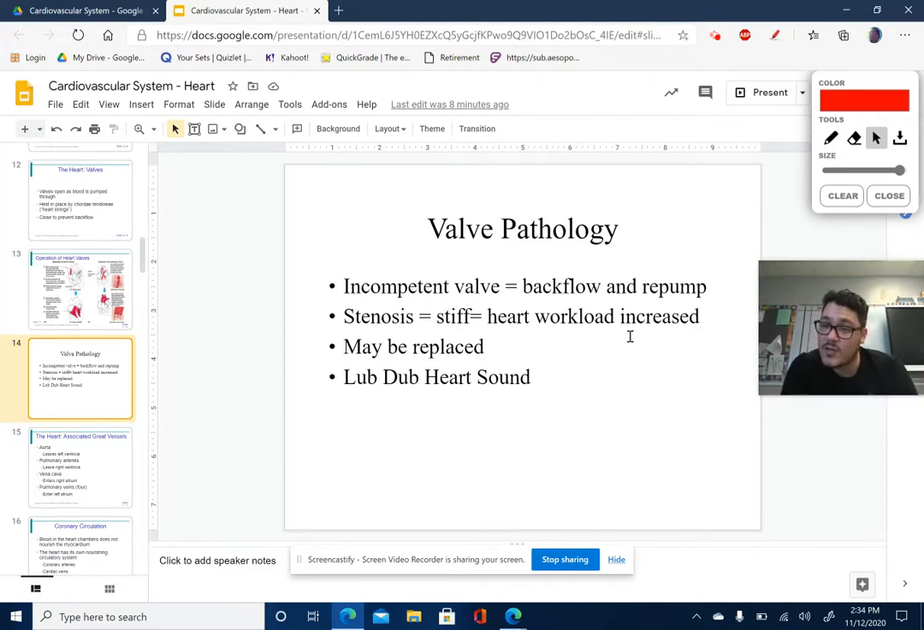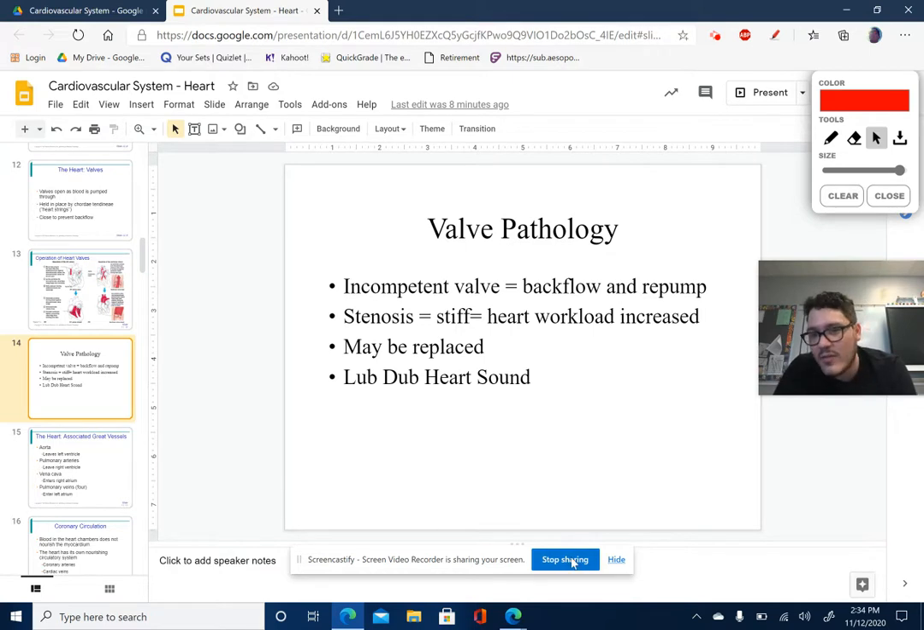That means the heart is going to start working harder than it ever should, which can lead to stiffness of the heart, causing a condition called stenosis. Not good. The good news is that the valves can be replaced surgically speaking. So if there's a circumstance that the valves are having problems, they can replace that.